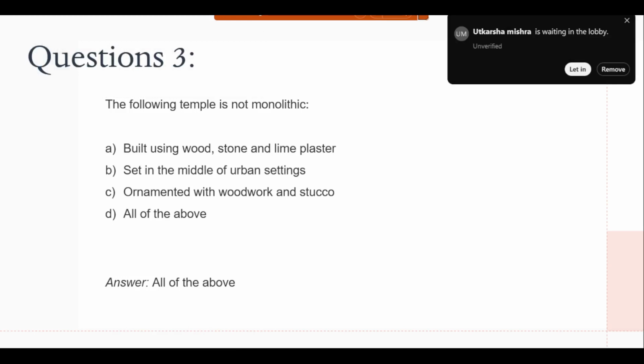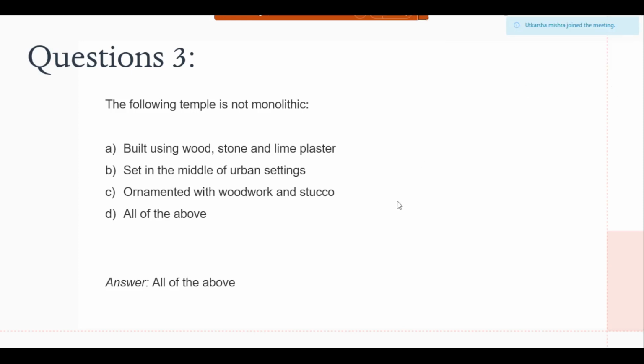What do you understand by monolithic? Janvi, can you explain? Something that is built in one stone. Okay, so the answer will be all of the above, right? Because these are different components we are talking about, like wood, stone, lime.